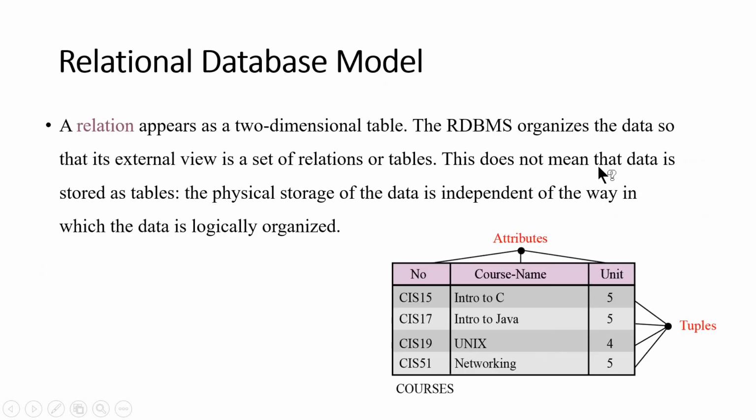This does not mean that data is stored in the form of tables, but physical storage of data is totally independent when we go for logical representation. Let's take the example here. In a database, we have a book table. Each row in the table represents a different book.